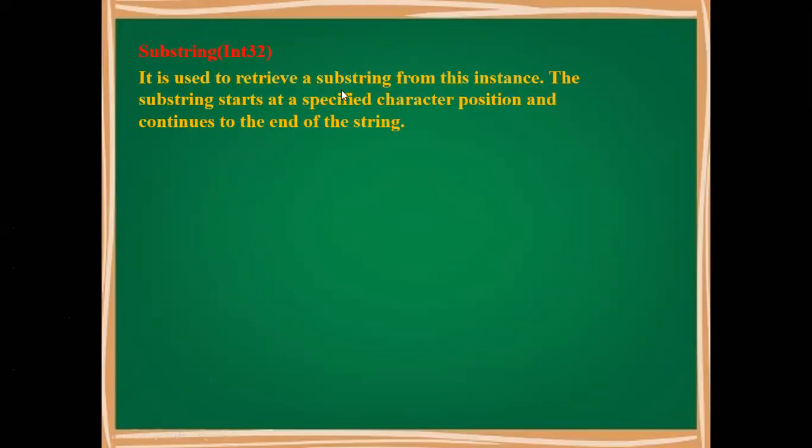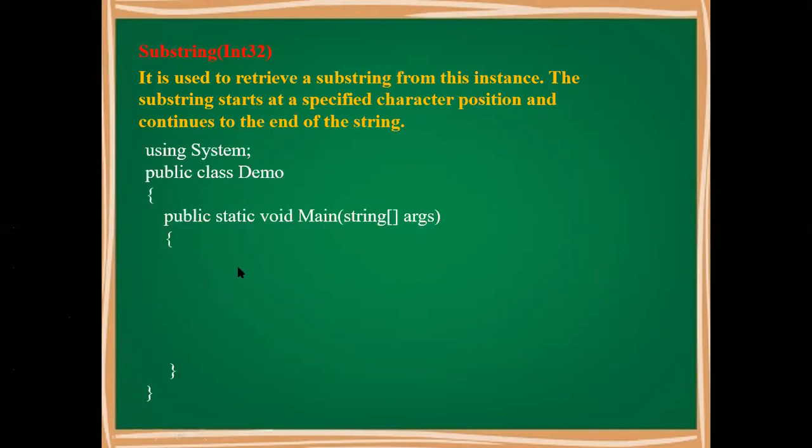Substring is used to retrieve a substring from the instance, obviously a string instance. The substring starts at the specified character position and continues to the end of the string. So you have to start from the place where you want to read. Whatever example I am going to give you, I will change it a little bit. If the surname is at the last, you can easily extract the surname using the substring function. Let us see that particular function in a program.